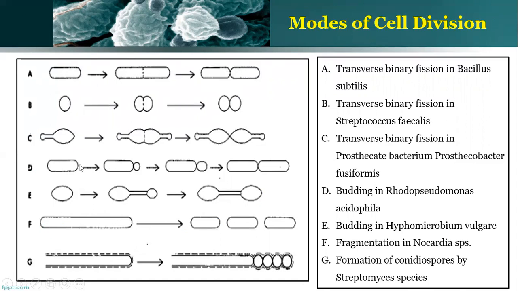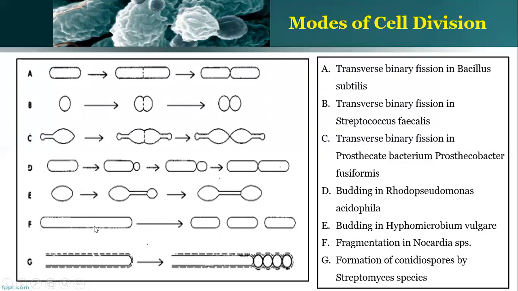The next method of cell division is by budding. A small bud develops at one end of the bacterial cell, and this bud gradually develops into an individual cell as a daughter cell. This is an example of budding in Rhodopseudomonas acidophila. Next, a budding example in Hyphomicrobium vulgare.